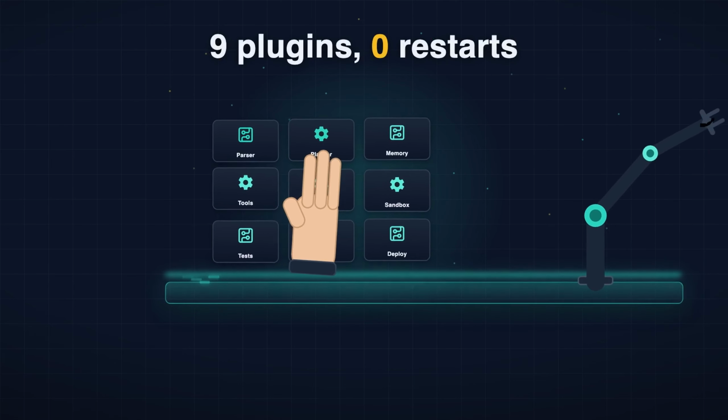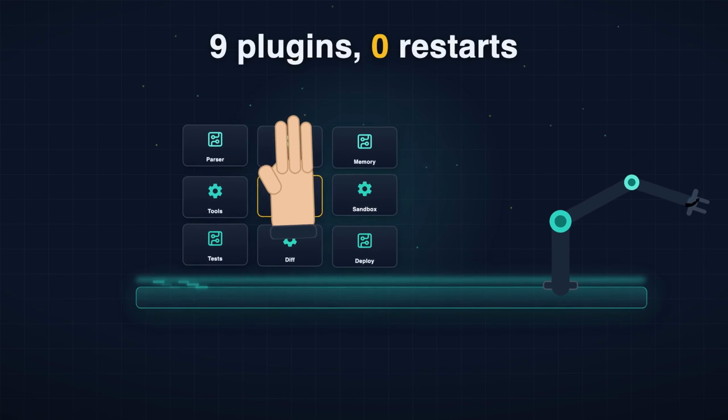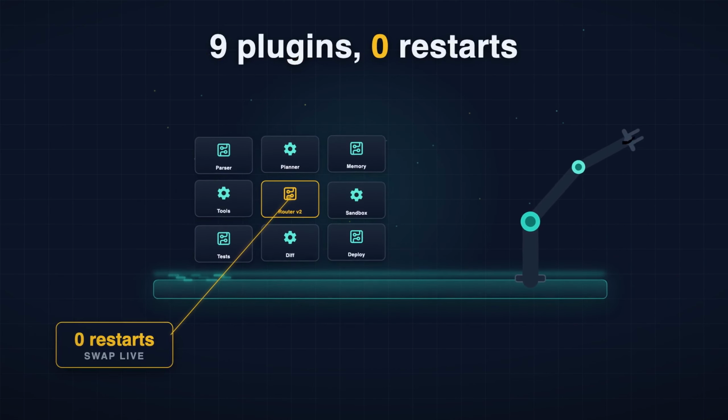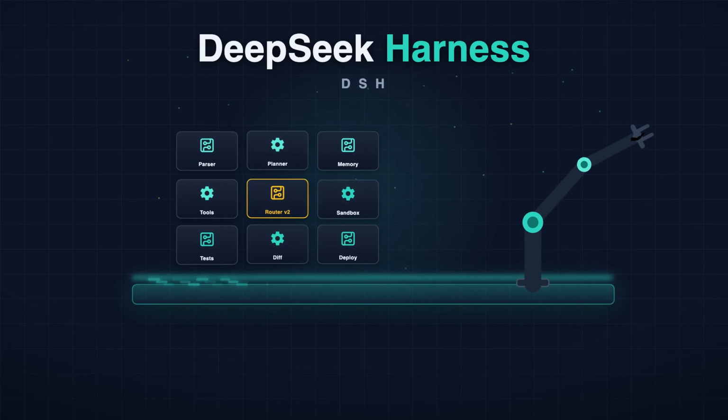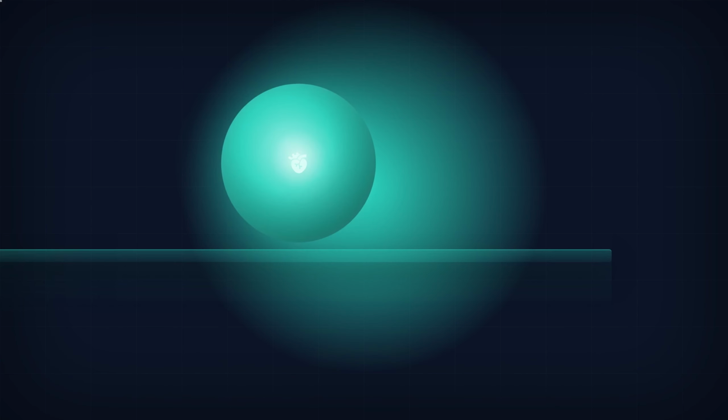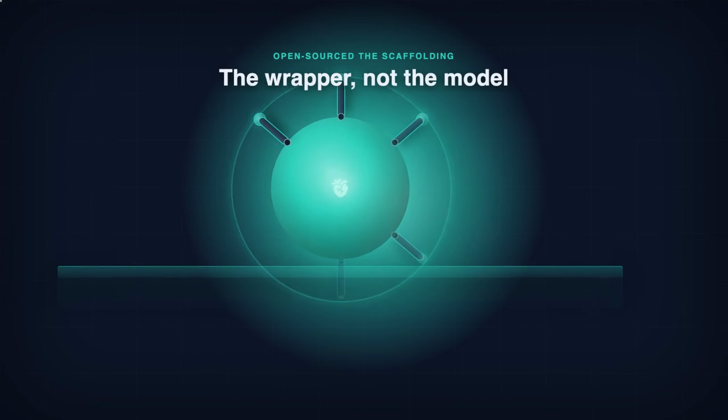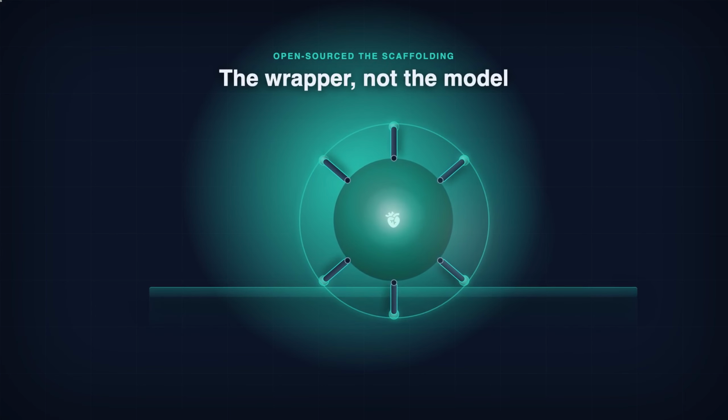9 live parts of an AI coding agent, hot swapped while it runs. No restart, no shutdown. That's DeepSeek Harness or DSH, and here's exactly how it works. For 2 years, the whole game was the model. Bigger model, smarter answers. But the scaffolding around it now matters just as much.